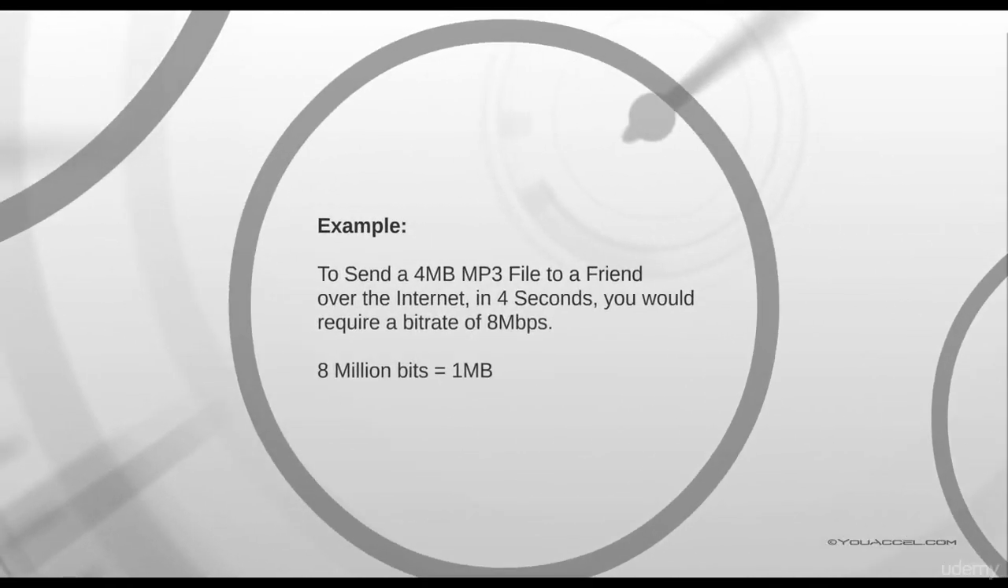Let's take a look at an example. If you want to send a 4 megabyte MP3 file to a friend through an email attachment in 4 seconds, you would require a bit rate of 8 megabytes per second. This is because 8 million bits equals 1 megabyte.